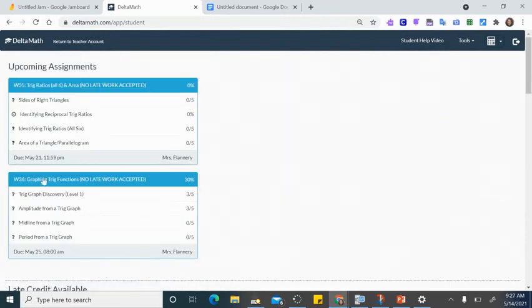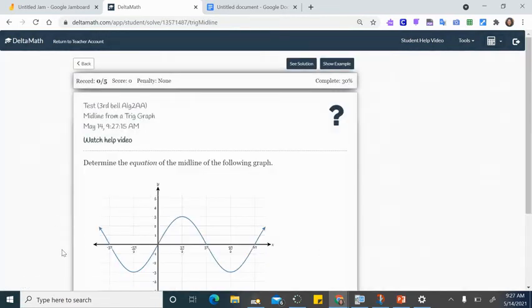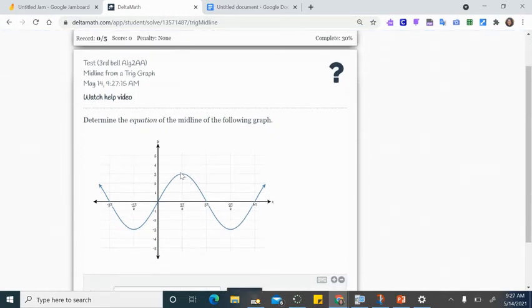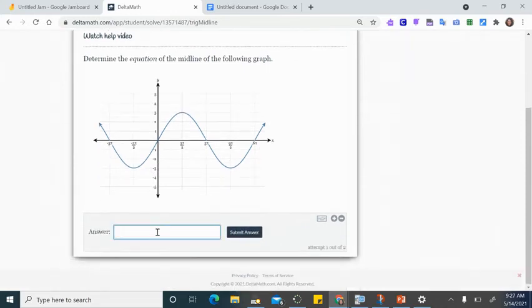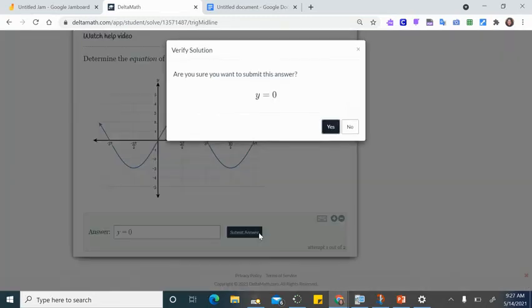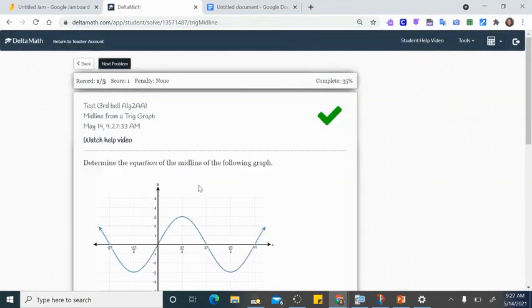All right. Let's try a different one. Midline. That literally means the line across the middle. The line across the middle. So the highest is 3, the lowest is -3. So the line in the middle is going to be 0. And you have to type in y equals whatever it is. y equals 0. Next one.